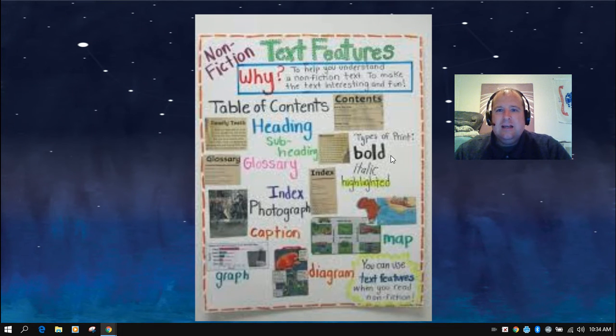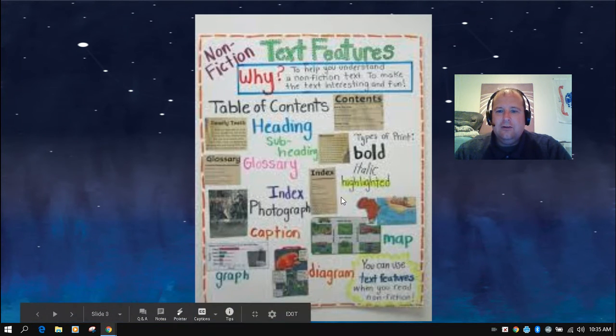Bold print. And when a word or a phrase is bold printed, what do you think that might mean? Yeah, kind of like the word bold. It means loud. It means it's important. It's there. Okay, things get highlighted.